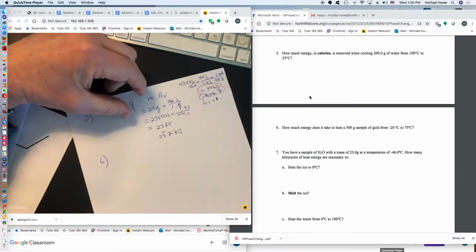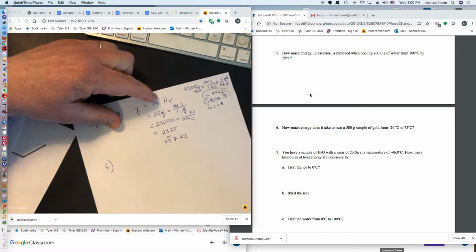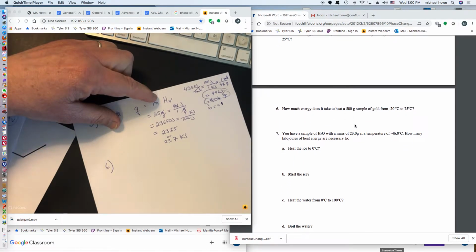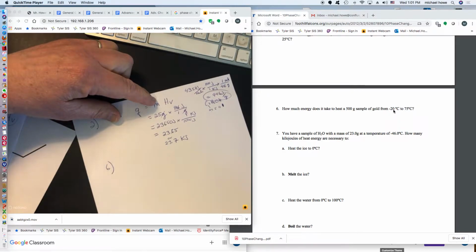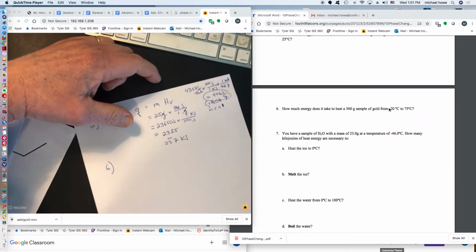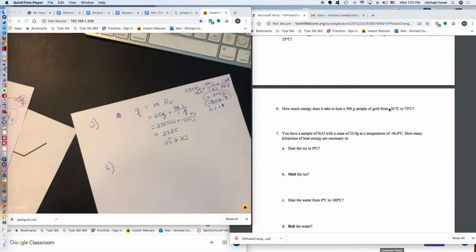So now we're ready to continue on with problem 6 and problem 7. Number 6, we're working with gold. Now gold is not water. So if gold was at negative 20 degrees Celsius, what phase of matter would it probably be in? Well, we're looking at probably it would be in a solid phase.